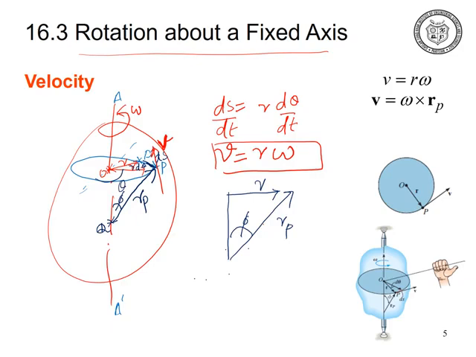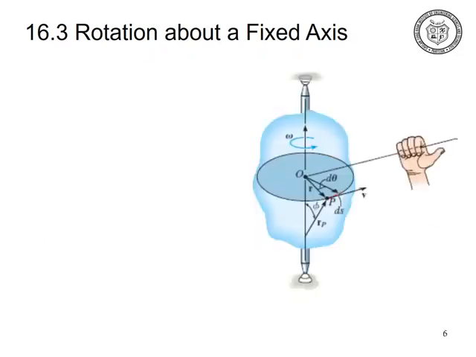So what is the magnitude of r in terms of rp? r will be equal to rp sine of phi. In the previous slide we got v equal to r omega, and the relation of r with rp is r equal to rp sine of phi. So we can simply substitute the value of r in the velocity equation, and the velocity equation becomes v equal to omega times rp sine of phi.